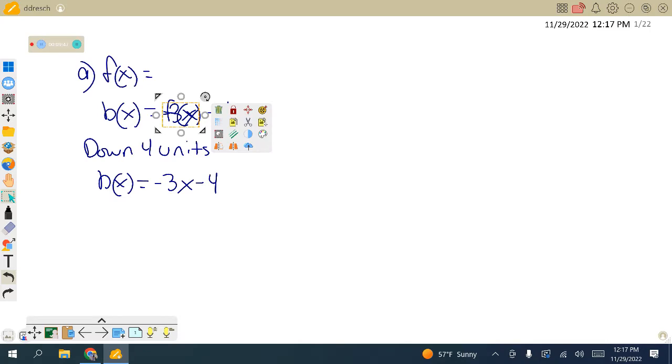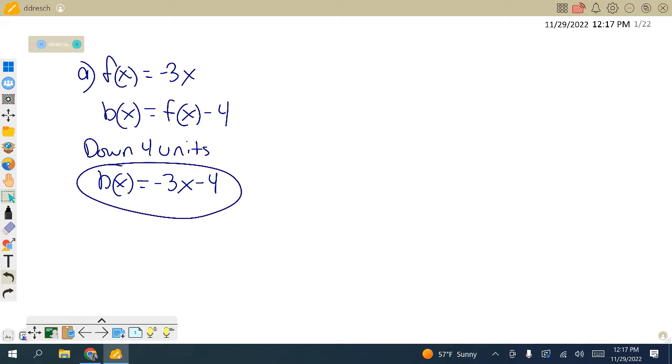Do we have any like terms here? No. So then we are done. This is the general form of what I want. What you're doing is, again, replacing that f of x with what was originally given, writing the new equation.